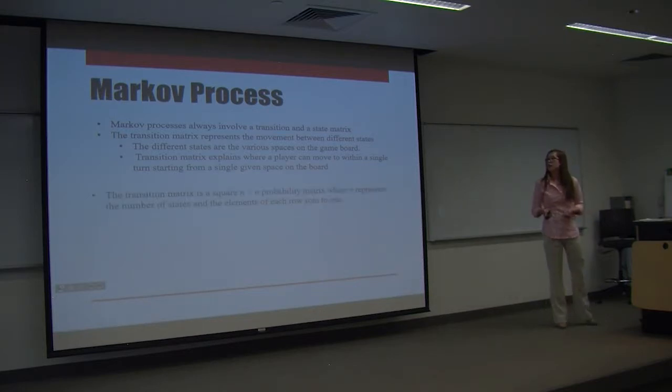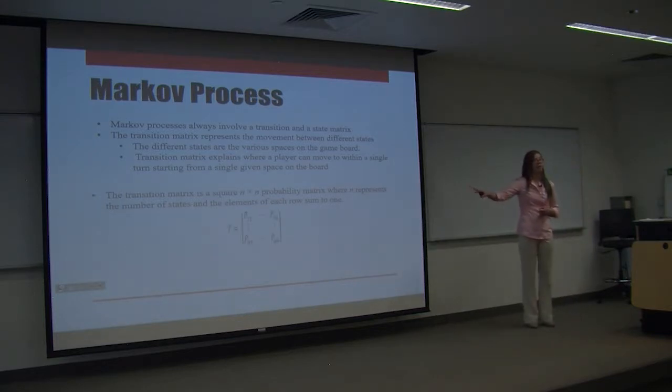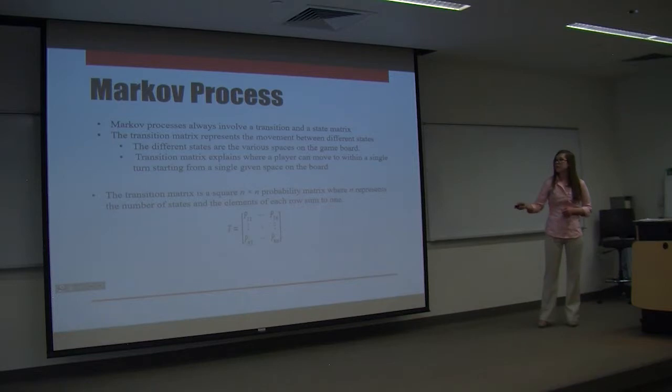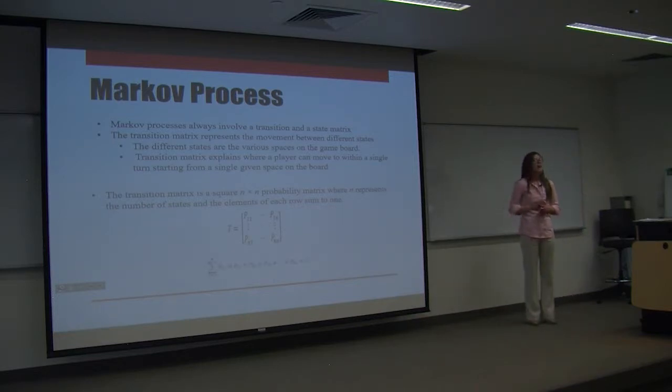So a transition matrix is always going to be a square n by n probability matrix where n represents the number of states and the elements of each row must sum to 1. So a transition matrix is generally going to have a form like this, where those p's are representing actual probabilities within the transition matrix. And then this formula down here is just saying that if you are on row i, all of the elements within row i must then sum to 1.